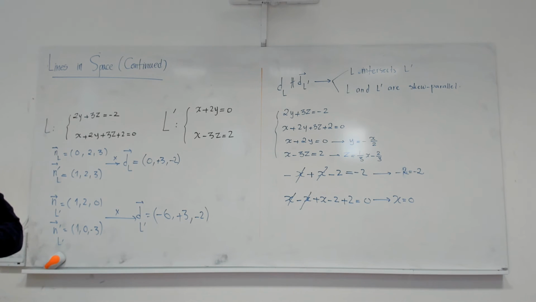And when x is 0, okay, interpret everything for me now. I did the calculation, interpretation is on you. So are they intersecting or are they skew or parallel? And if they are intersecting, can I find the intersection point as well?